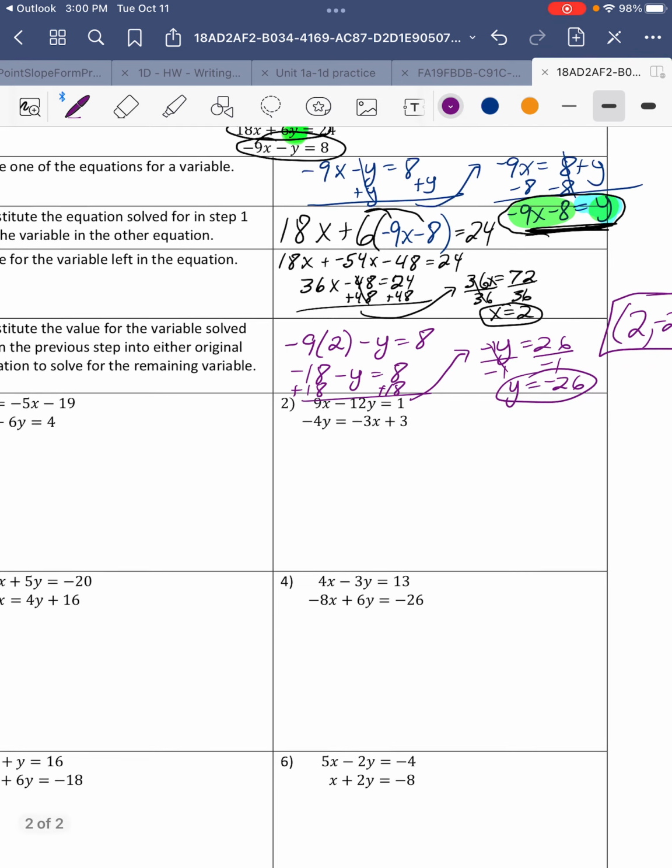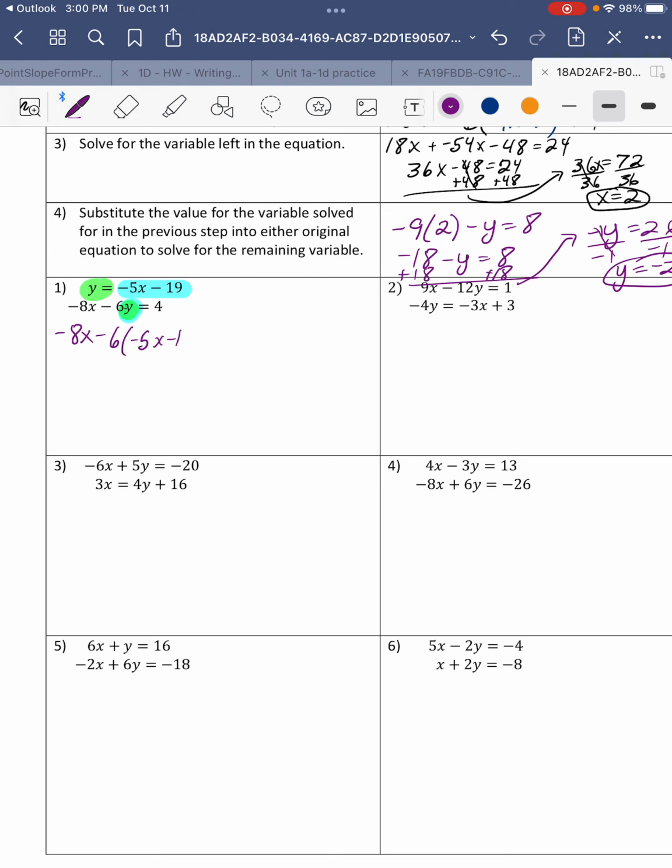All right, so number 1. We already have the y equals that I already solved for, so I'm going to replace the y in the second equation with what y equals. Well, y equals negative 5x minus 19, so that's what I'm going to replace the y with. So 6 times y, so 6 times negative 5x minus 19 equals 4. Let's solve this equation. I'm going to distribute the negative 6, so that's positive 30x, and that'd be 54 and 60 is 104.